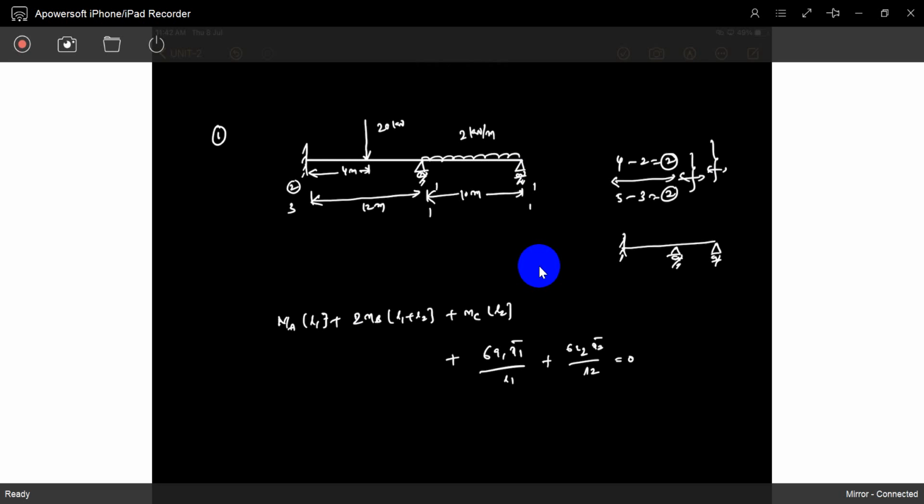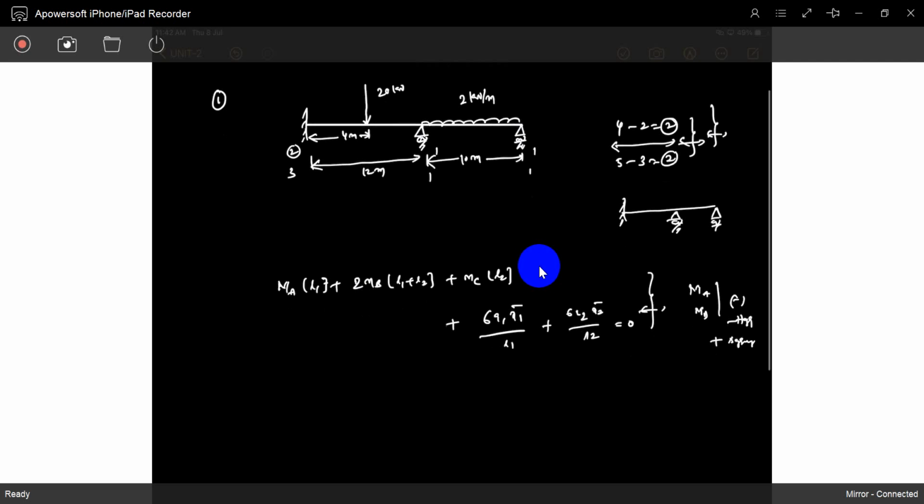Some textbooks write like this, some textbooks prefer another. So no problem at all, just changing one negative sign. If you're using this type of equation, you will get MA and MB or MC. Negative sign means hogging, positive sign sagging. Otherwise if you use is equal to 6A plus 6A something, MA and MB, if you get positive, that is hogging, negative sagging. Just do one or two problems, then you will feel which one is comfortable, take it.